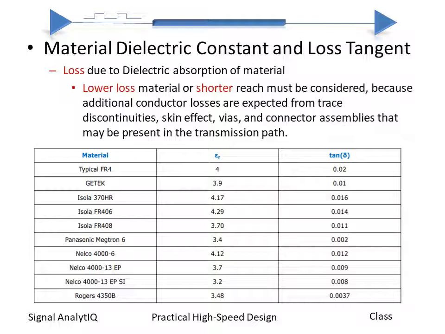So here you are looking at various materials, as I discussed, typically like FR4, GTEK, Isola, Nelco, or Rogers, with their dielectric constants, where FR4 has a typical value of 4, and let's say an Isola FR408 as an example has 3.70, so the dielectric constant is less, and with respect to that you have a loss tangent.